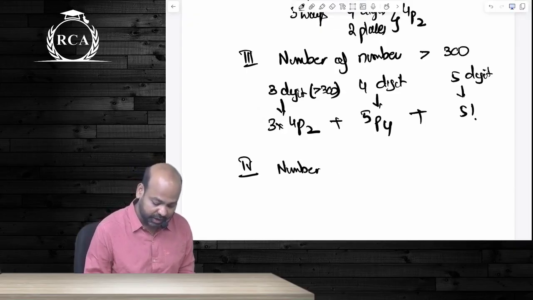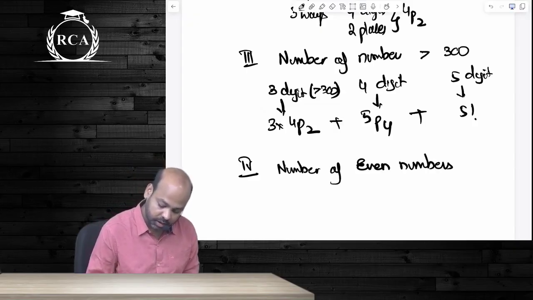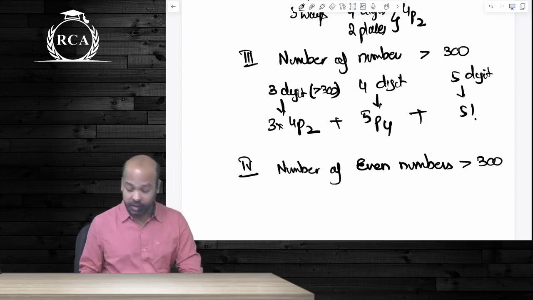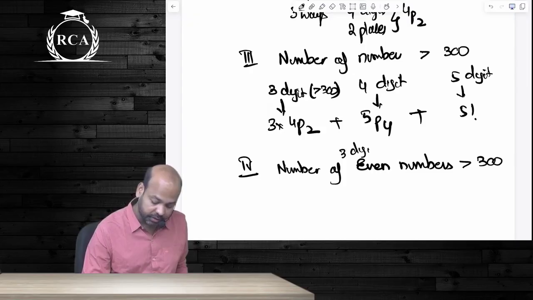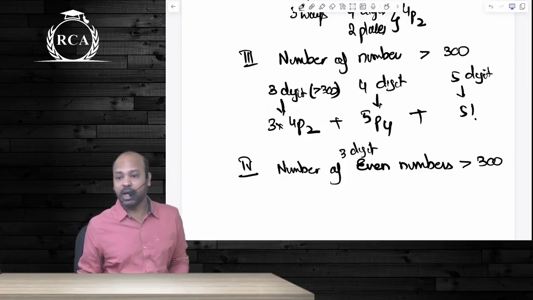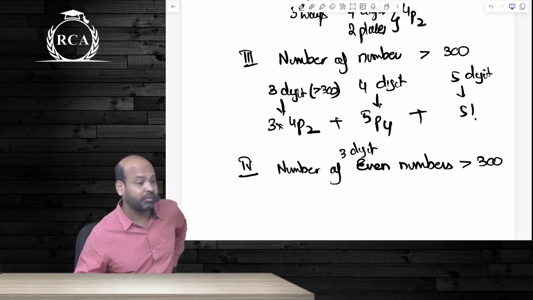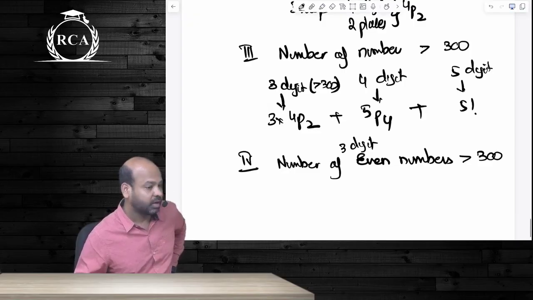What if I tell you number of even numbers greater than 300? Three-digit numbers only. Three-digit even numbers. How many three-digit even numbers will there be greater than 300? What comes in the first place will also affect what can come in the last place.